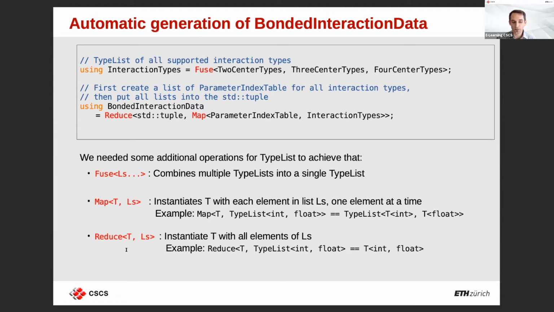And then I can define another operation, reduce, which just pulls in all the parameters of the list and uses them to instantiate T. So if I say reduce T of some type list, then I will get T instantiated with all the items in there. If I apply that for the tuple here, this is exactly what I wanted just 2 slides back. Namely, I wanted a tuple that contains the parameter index table for all my interaction types.